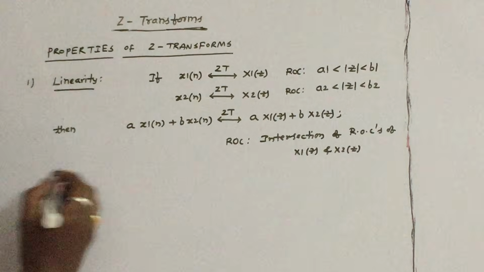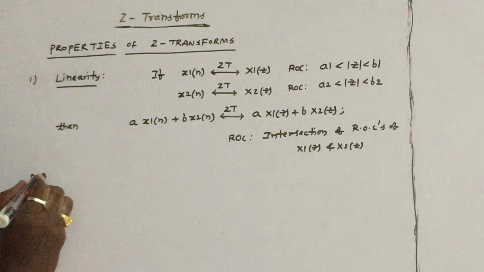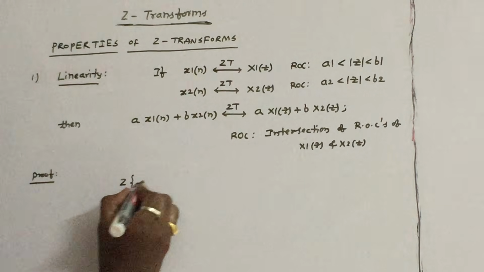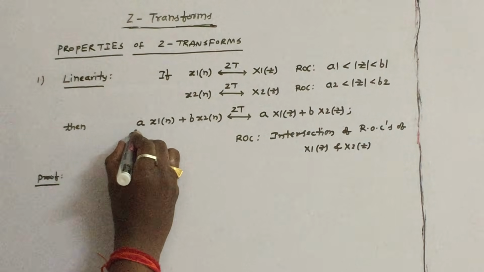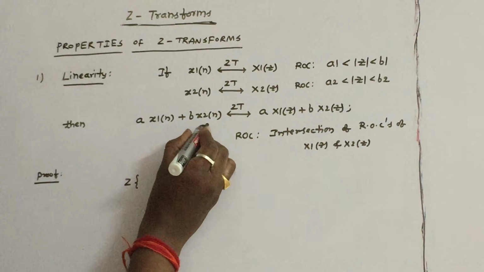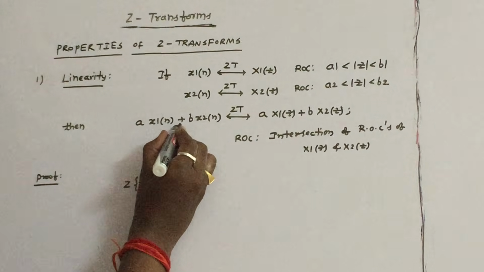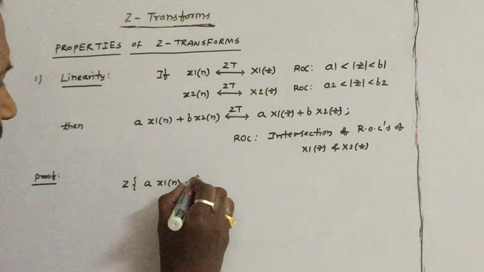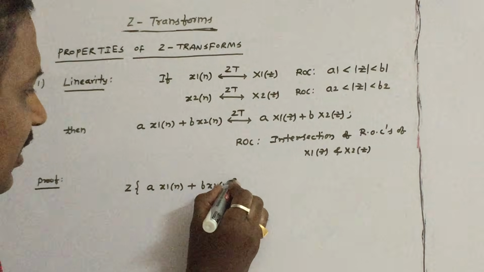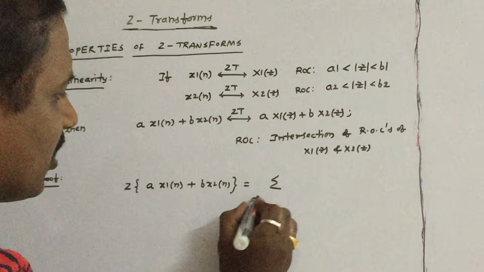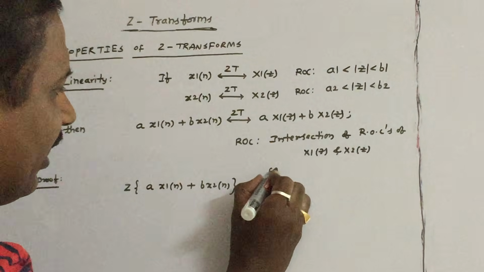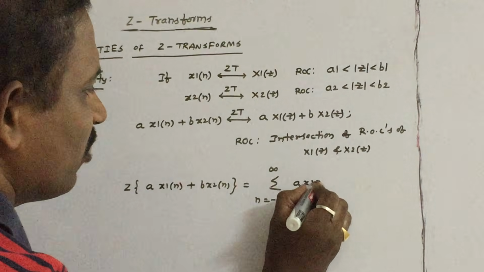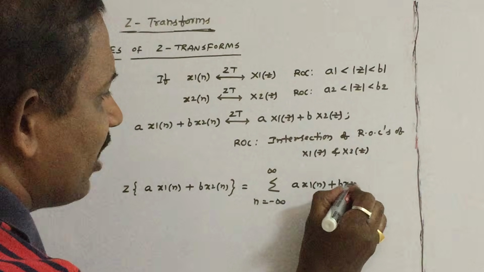Let us prove this very simple property. Proof. First let us take the two-sided Z transform definition. So what we want to find out is the Z transform of the linear summation, that is A x1 of n plus B x2 of n. The Z transform is the two-sided Z transform, n equal to minus infinity to infinity. Just substitute this function in the definition, so that is A x1 of n plus B x2 of n.